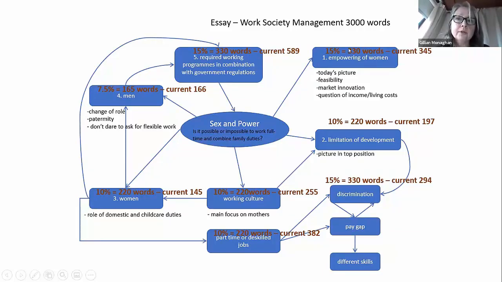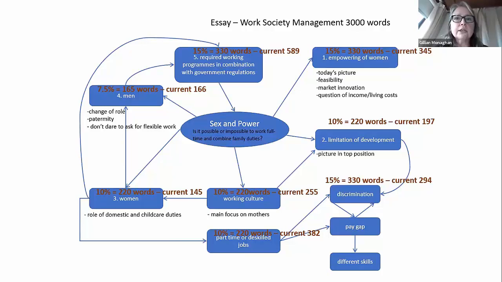Now, this particular student used this as a plan. She then did her reading, she then did her writing, and then when she came to edit her assignment before finally handing it in, she went back to her plan, and she used this map to help her edit, check, and evaluate what she'd written.